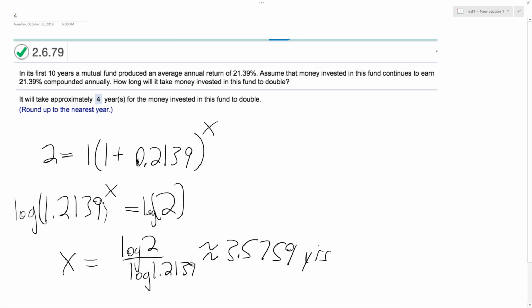3.5759 years, but we want to round up to the nearest year, so it's going to be equal to 4 years. That's how long it'll take before you get there. So that's how we get that.